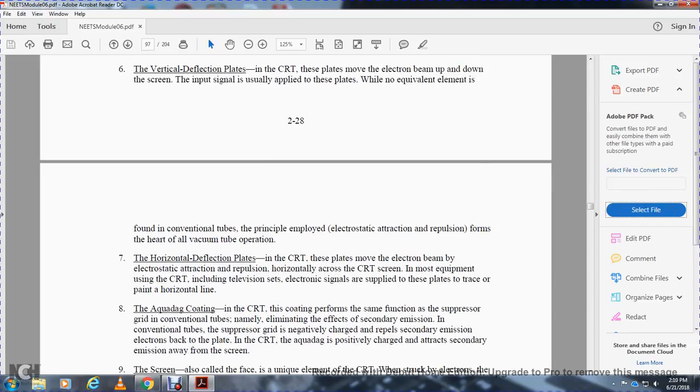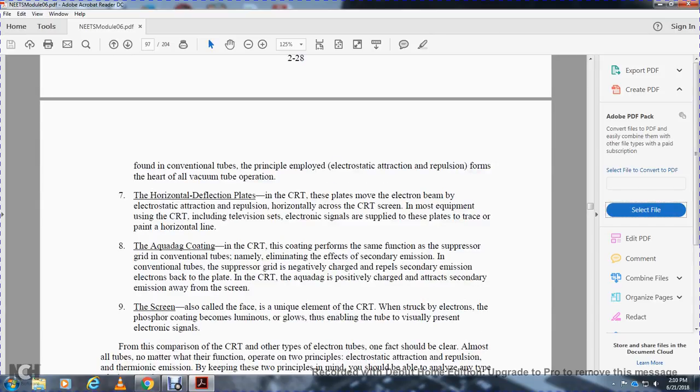The horizontal deflection plates: in the cathode ray tube, these plates move the electron beam, by electrostatic attraction and repulsion, horizontally across the screen. Most equipment using the cathode ray tube, including television sets, supplies electrical signals to each plate to trace and paint the horizontal line.